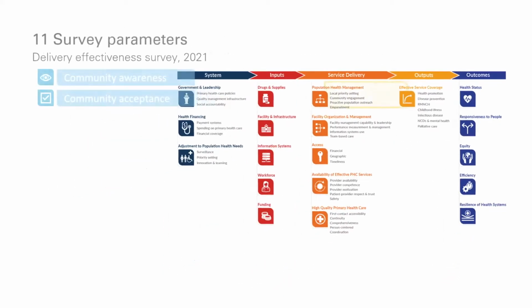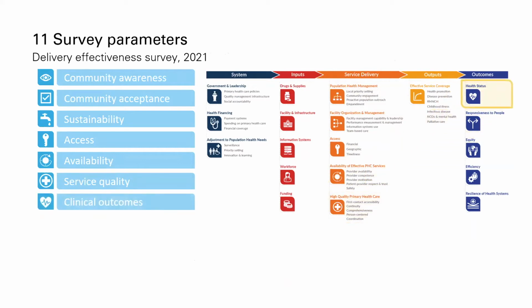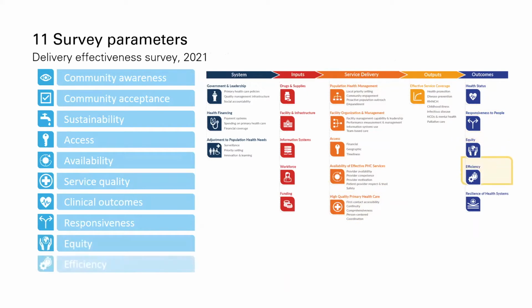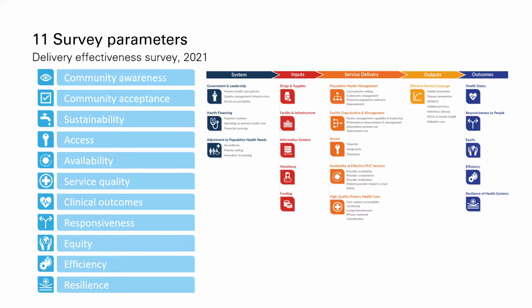Right. So to start out, we looked at existing frameworks for delivery effectiveness and quickly became interested in the primary healthcare performance initiatives conceptual framework. This may be very familiar to you already, but just to say that the PHCPI conceptual framework captures the WHO building blocks and other frameworks, but places particular emphasis on service delivery. So it seemed very appropriate and really reflecting the objectives of our project. So that was our starting point.